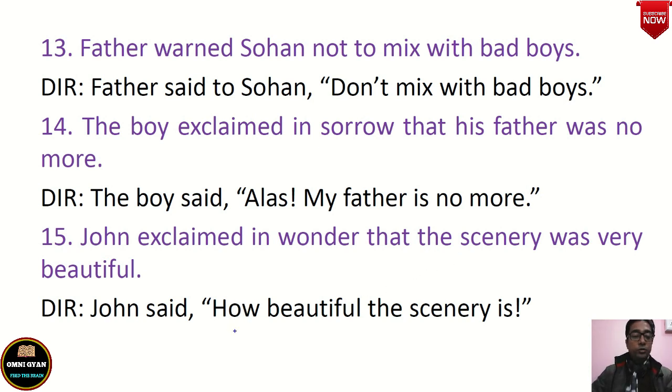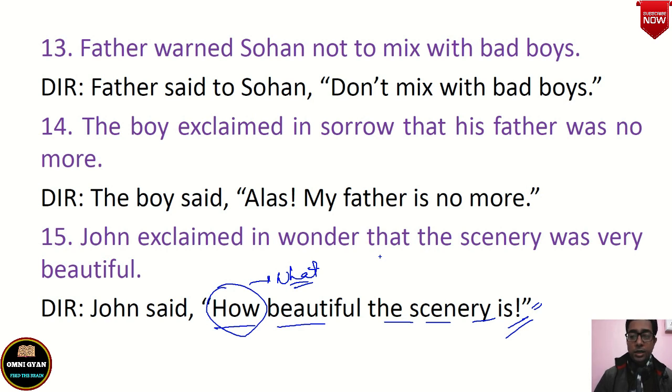तो how you convert, you see how beautiful the scenery is. The scenery was very beautiful. Now you change it into an exclamation. How beautiful the scenery is! Exclamation mark. Here the exclamation mark will be used at the end and then inverted commas closed. Now remember, there are two ways to convert a simple sentence into an exclamatory sentence. या तो आप how लगा के change कर सकते हैं, या I'm sorry, या तो आप what लगा के change कर सकते हैं. Either you can use how or you can use what and then change that sentence into an exclamatory sentence.